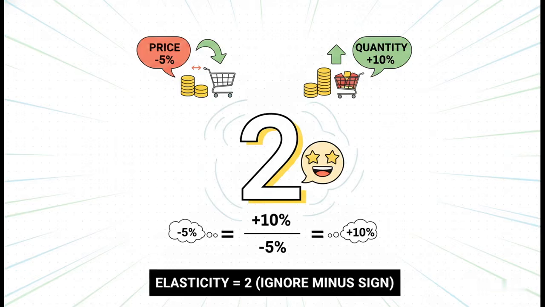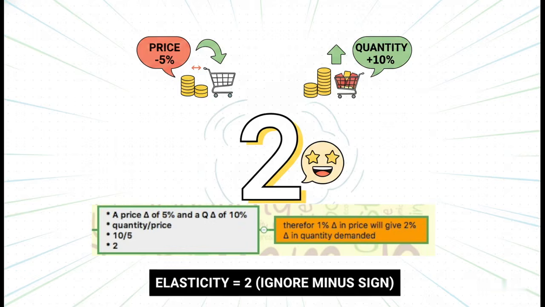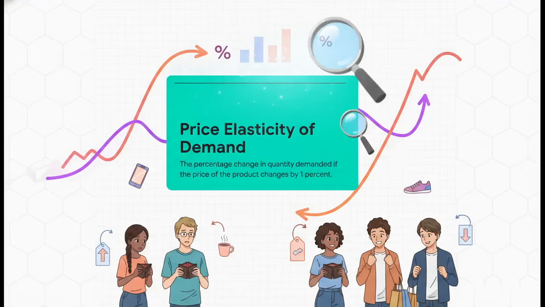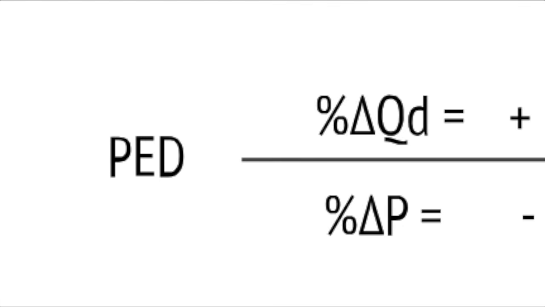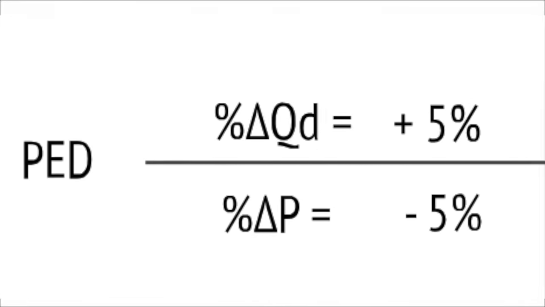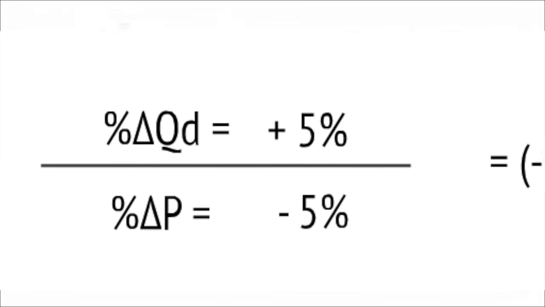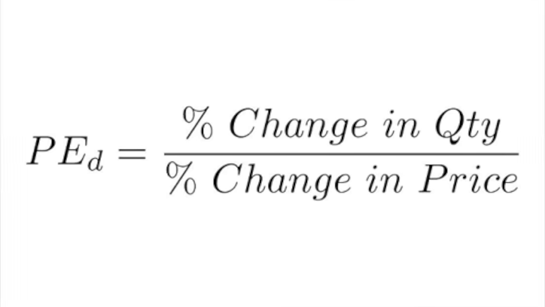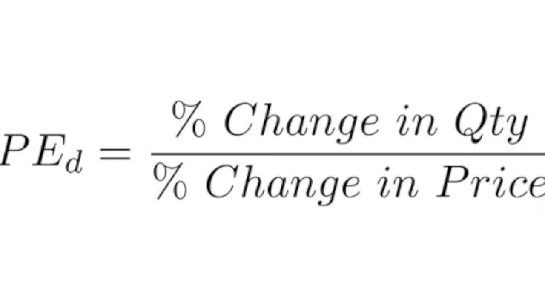An elasticity coefficient of 2 just means that for every 1% change in price, the quantity demanded reacts by double that amount. The crucial thing to remember here is that price elasticity of demand, or PED, is basically a measure of responsiveness. It calculates exactly how sensitive buyers are to a shift in price. Now, there's one super important rule to remember here. Because price and demand move in opposite directions, this formula will always spit out a negative number, but in economics, we analyze the absolute positive value.